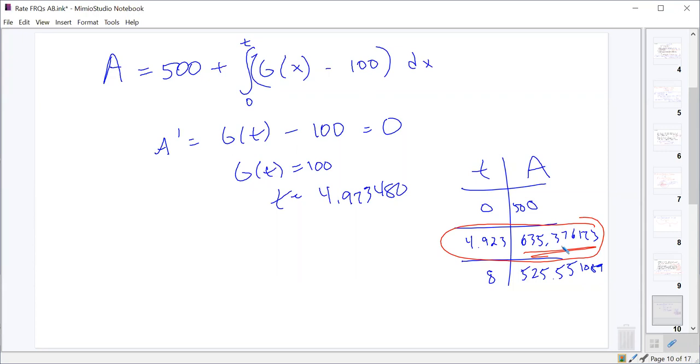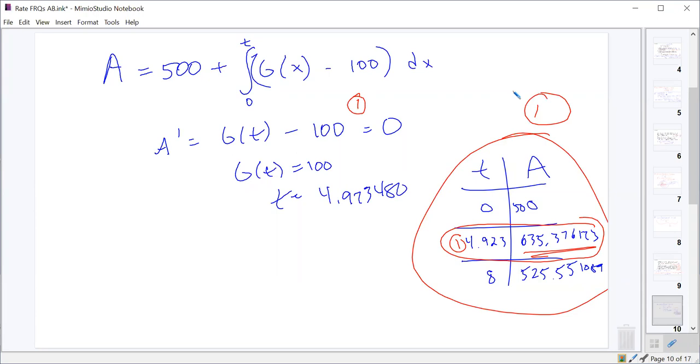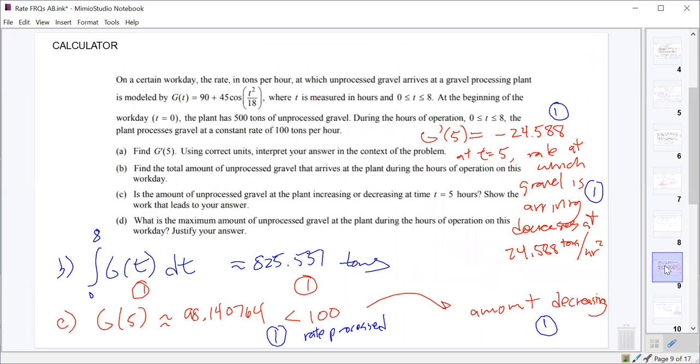And that part was 3 points, 1 for setting this thing equal to 0, 1 for the correct answer, and 1 for the chart to justify. Good. Any questions on that one? Everyone's good there. Yes, I can show the answer to C. Answer to C is right there.